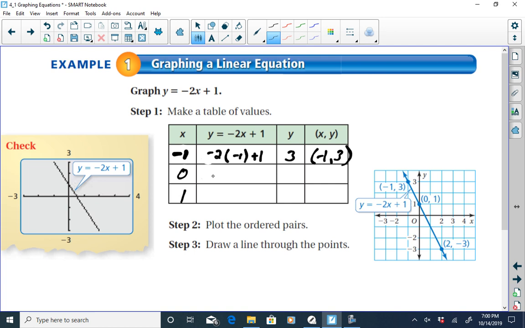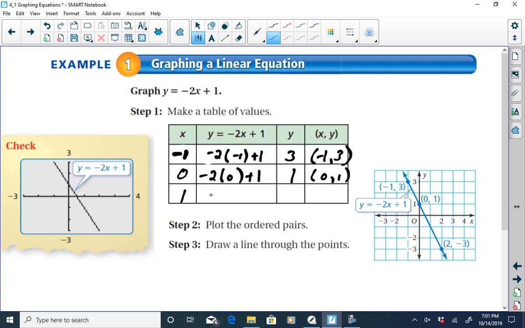Alright. If we replace x with 0, this becomes -2 times 0 plus 1. -2 times 0 is 0. 0 plus 1 is 1. So when the input is 0, the output is +1. Your ordered pair is (0, 1). (0, 1) is another solution of that equation with two variables. More often than not, or almost always, we are going to have an infinite number of solutions to an equation with two variables.